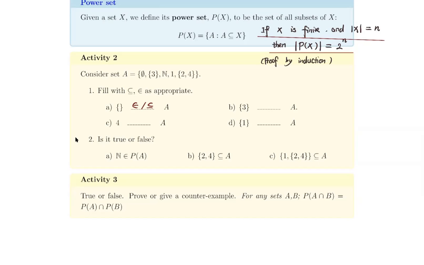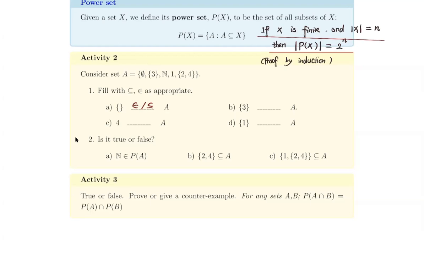Well, this is the empty set. We know that the empty set is a subset of any set. So that's why we can put this here. Also, since the empty set is also right here, it is an element of A, so the empty set is also an element of A. So it could be both.